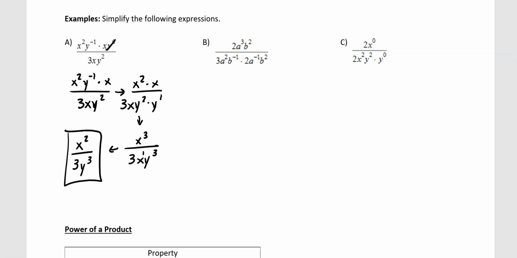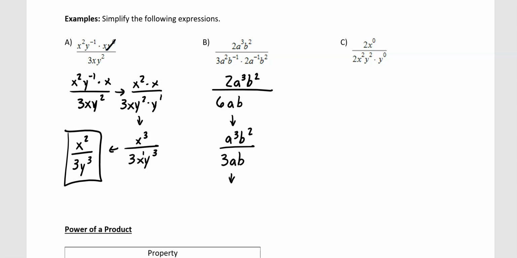Looking at letter B. So I see right away I have some combinations that can occur in my denominator. I'm going to do that. So 2a to the third b squared over 3 times 2 is 6. 2 plus negative 1 would just be 1. Negative 1 plus 2 would also just be 1. So I'd have 6ab here. Now I see 2 divided by 6, I can simplify that. So this would become a to the third b squared over 3ab. And then lastly, I see here a to the third, a, b squared, b. I can subtract from both of these.